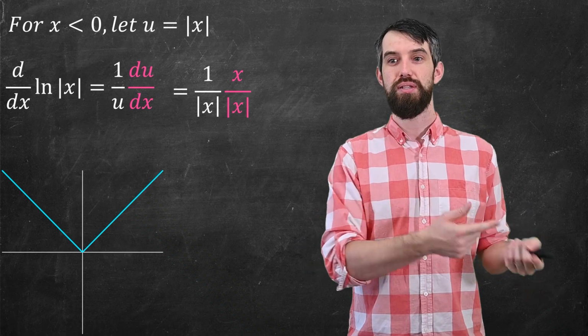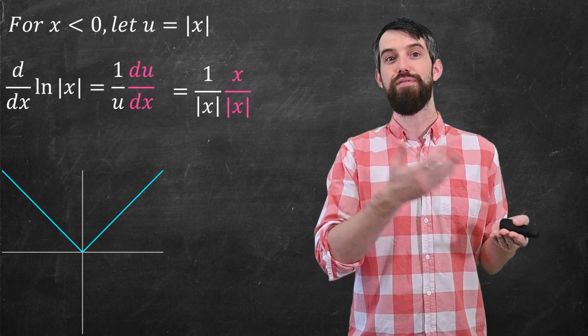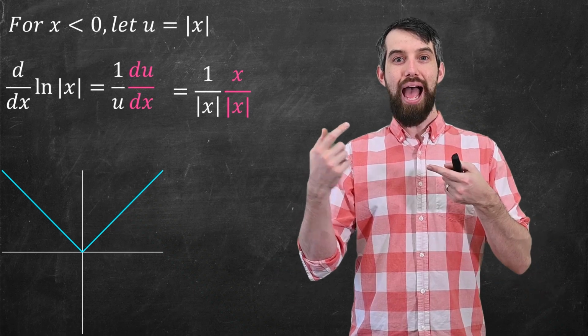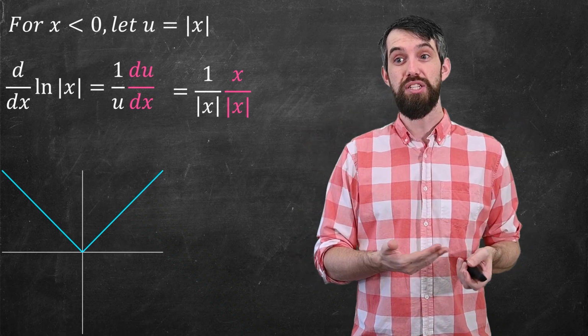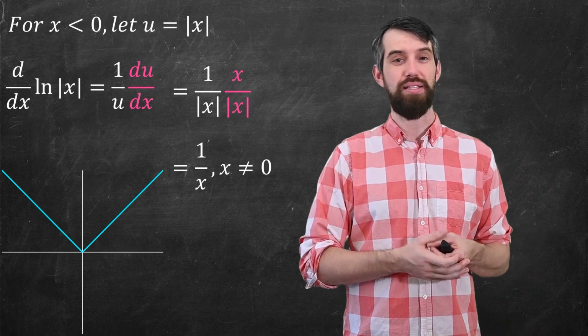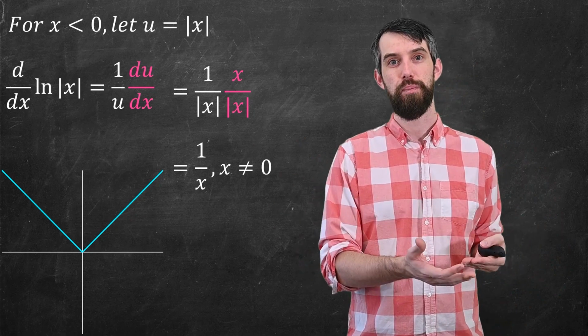Of course, this derivative does not exist at the value of x equal to 0. Well, absolute value of x is the same thing as the square root of x squared. So this is x over x squared, which is the same thing as just 1 divided by x. And again, valid only for x not equal to 0.